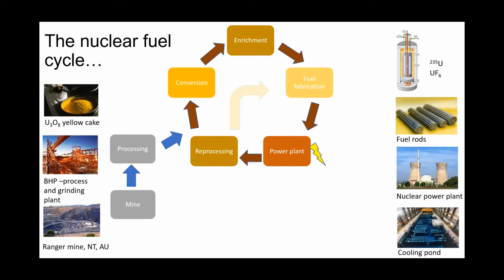Uranium is part of what they call the nuclear fuel cycle, and it's a cycle because it does close the loop. It starts off with mining, and the picture at the bottom of your screen is of Ranger mine in the Northern Territory in Australia. That mine was an open cast mine. It's pretty much been packed up now, infilled and rehabilitated. But BHP have the Olympic Dam in South Australia, and that picture is of their processing plant.